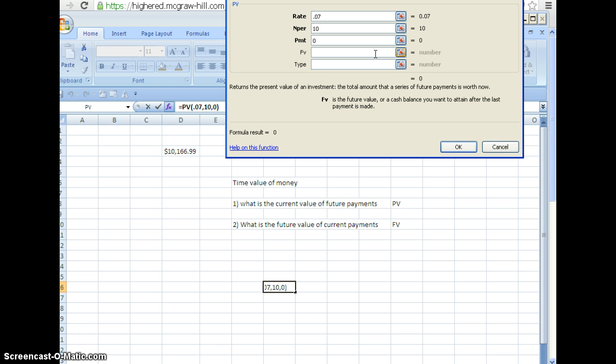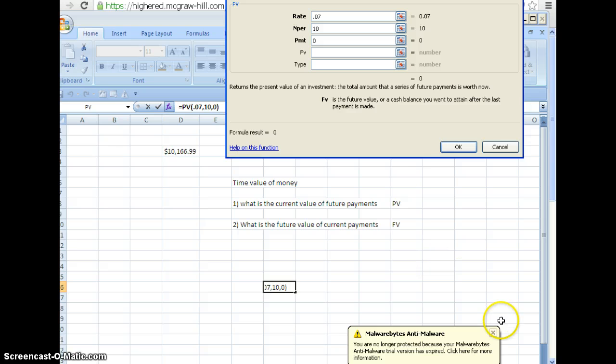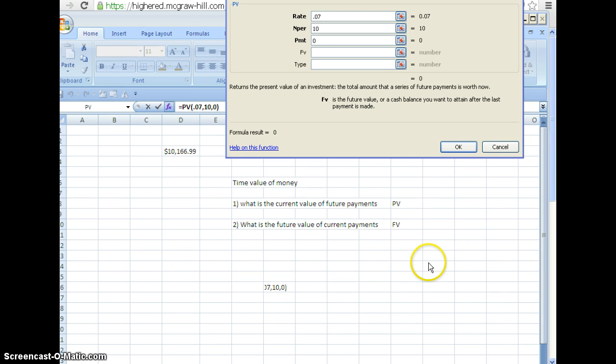Let me rephrase that. When you're solving for something, you're putting in a present value and a future value. The present value is going to be, if you make an investment today, that means money's coming out. Therefore, if money's coming out, that's going to be a negative amount, and the future value is going to be a positive amount because that's what you're receiving.